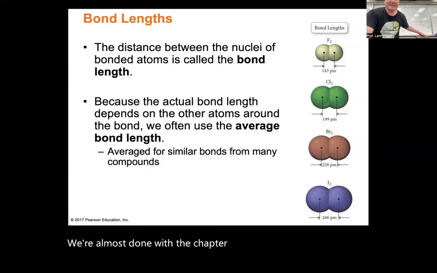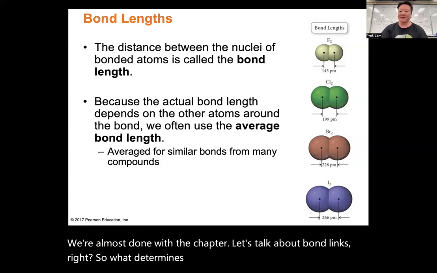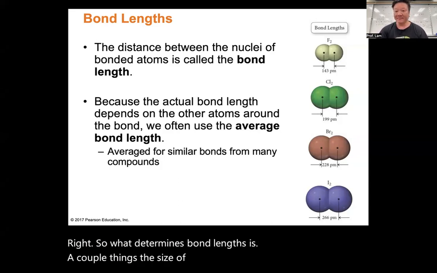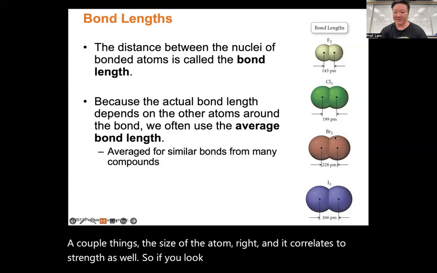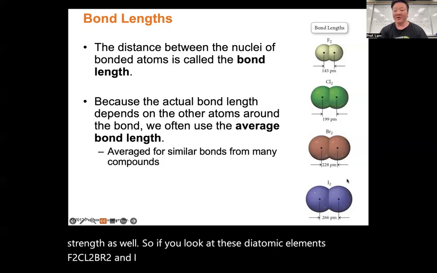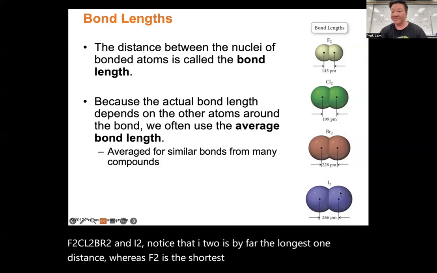Let's talk about bond lengths. What determines bond lengths is a couple things: the size of the atom, and it correlates to strength as well. If you look at these diatomic elements, F2, Cl2, Br2, and I2, notice that I2 is by far the longest bond distance, whereas F2 is the shortest. It correlates to size, doesn't it?